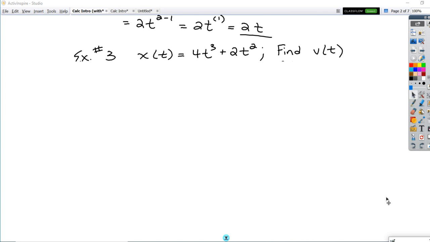Let's try a new example. This example, number 3, gives us a position function equal to 4t cubed plus 2t squared. And your task is to find the velocity function. That's the same as asking for the derivative. It's the same thing as asking for the slope of the tangent line at any time along this curve. So if you'd like to try it on your own, I would suggest to pause the video and give it a shot, and then push play when you're ready to see the solution.